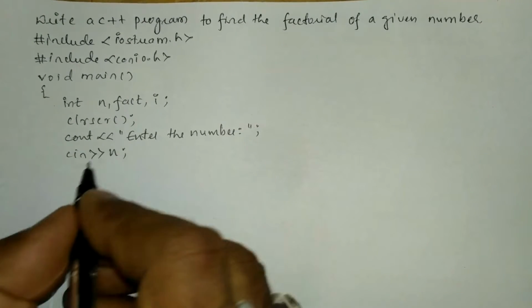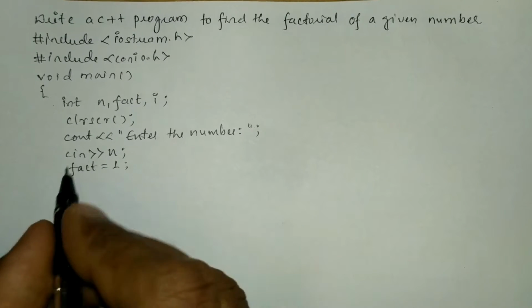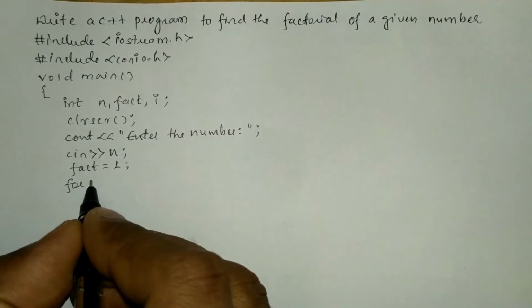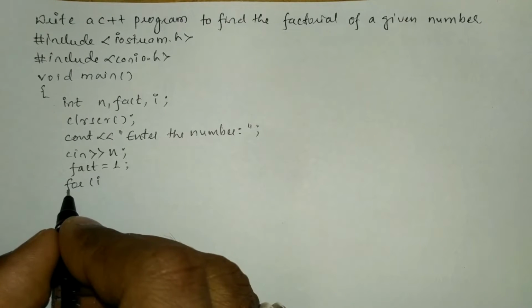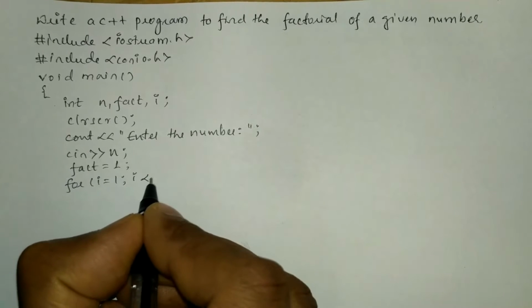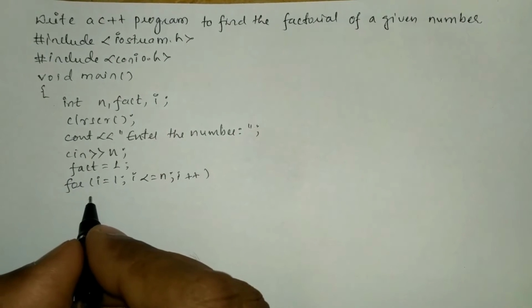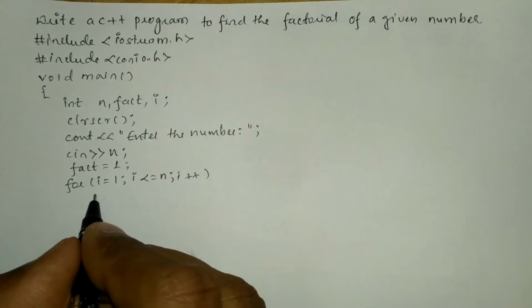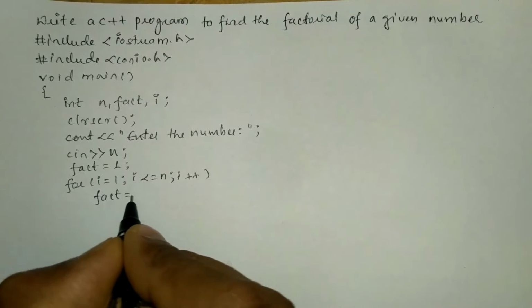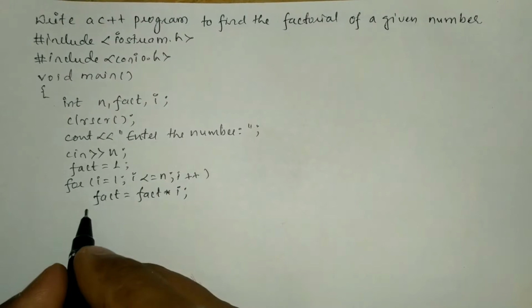Now I'm going to initialize fact is equal to 1, so put a semicolon. Next we are going to write an iterative statement, that is for i is equal to 1, i is less than or equal to n, and then i plus plus. Now let us calculate the factorial of a number, that is fact is equal to fact into i and put a semicolon.